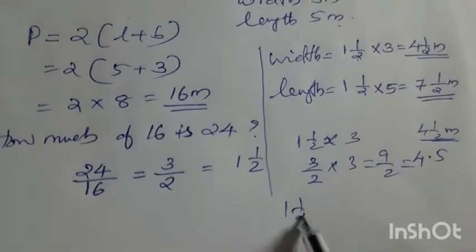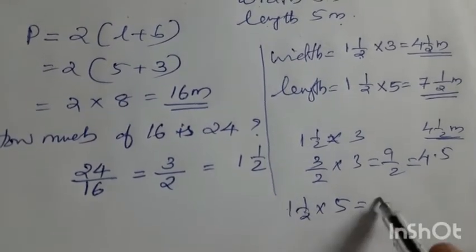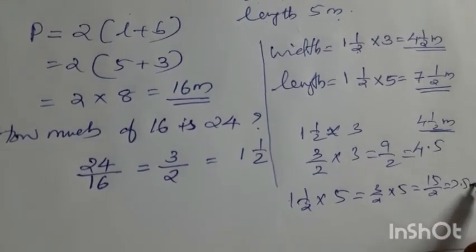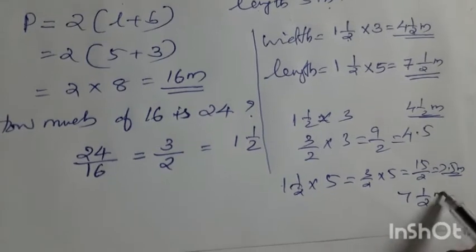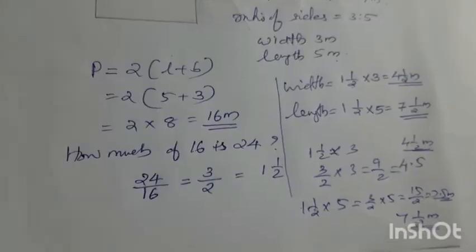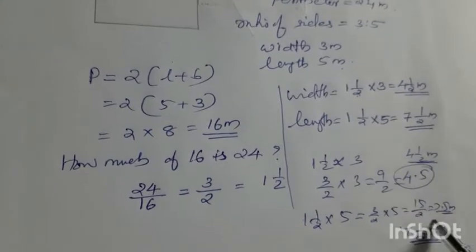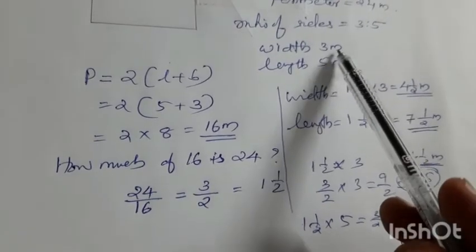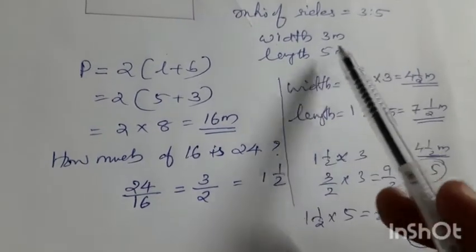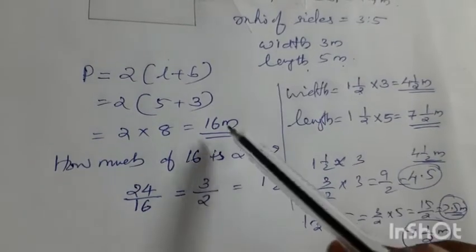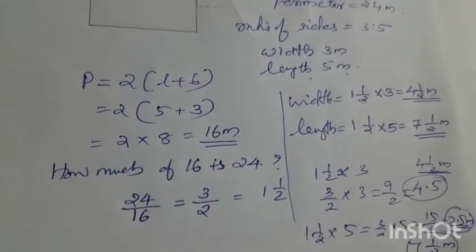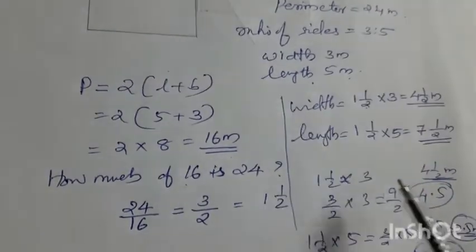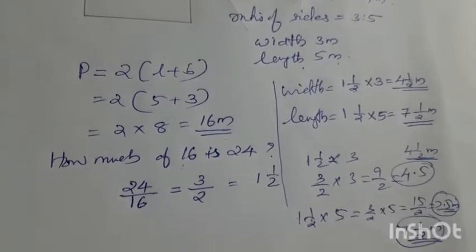Same like 3 by 2 into 5 is equal to 15 by 2. That is 7.5 meters. 7.5 we can write as 7 1/2 meters. So you got the length and breadth of the rectangle. So the ratio is given. We consider that ratio for width and length, substitute in perimeter, and the answer is how many times the perimeter of our rectangle. So from that you can find out the width and length.